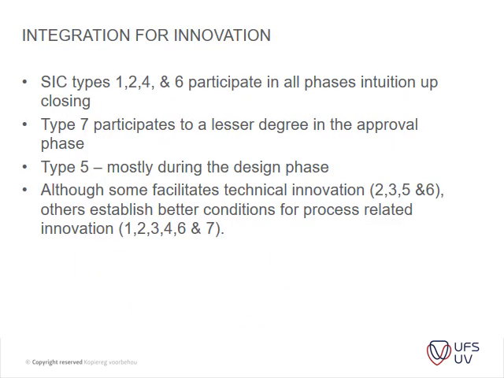Okay, so just to summarize, the final thing is this: the champions types 1, 2, 4, and 6 participate in all phases of an initiative up to closing, and then type 7 participates to a lesser degree in the approval phase. So if you think about your project, there is a whole lot of phases, and what this slide basically shows you is that the champions have different roles in different phases of the project.